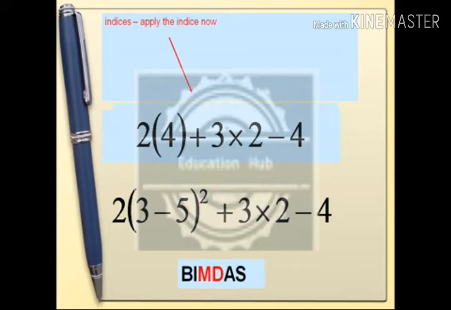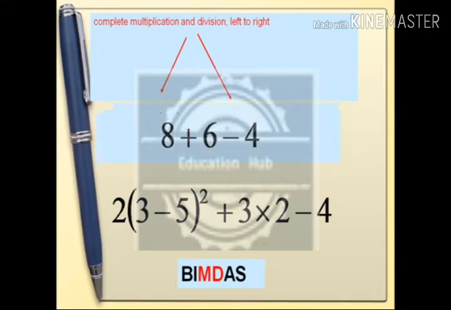Is there any division? No. In this expression, we don't have any division operation. Only 2 multiplications are there, so we have to solve these 2 multiplications. Now if I do it, what will be the result? The result will be 4 into 2, 8, plus 3 into 2, 6, minus 4. So this is coming to your screen.